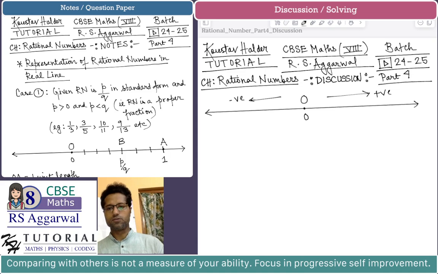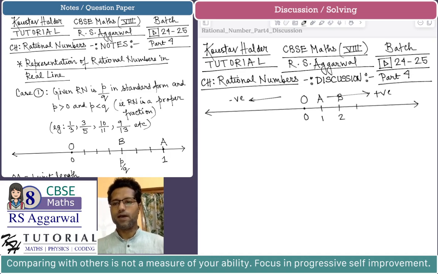Now these positive numbers could be integers, natural numbers, whole numbers, or fractions. For integers you represent the positive integers 1 or 2 at unit distances from the origin O. So let's say the point A is representing the integer 1, which is at unit distance from origin O to the right hand side. Similarly, the point B is at distance 2 units from the origin O. Similarly, you will have all the integers marked this way.